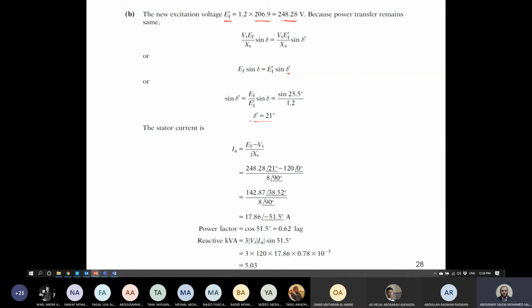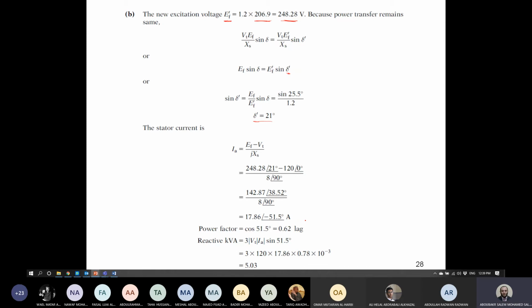Fine. The corresponding current, how can we obtain it? Simple. We have the new value of EF and its angle, 21. So we can substitute in the relation and get the value of the armature current. Now the armature current is 17.86 at angle minus 51.5.